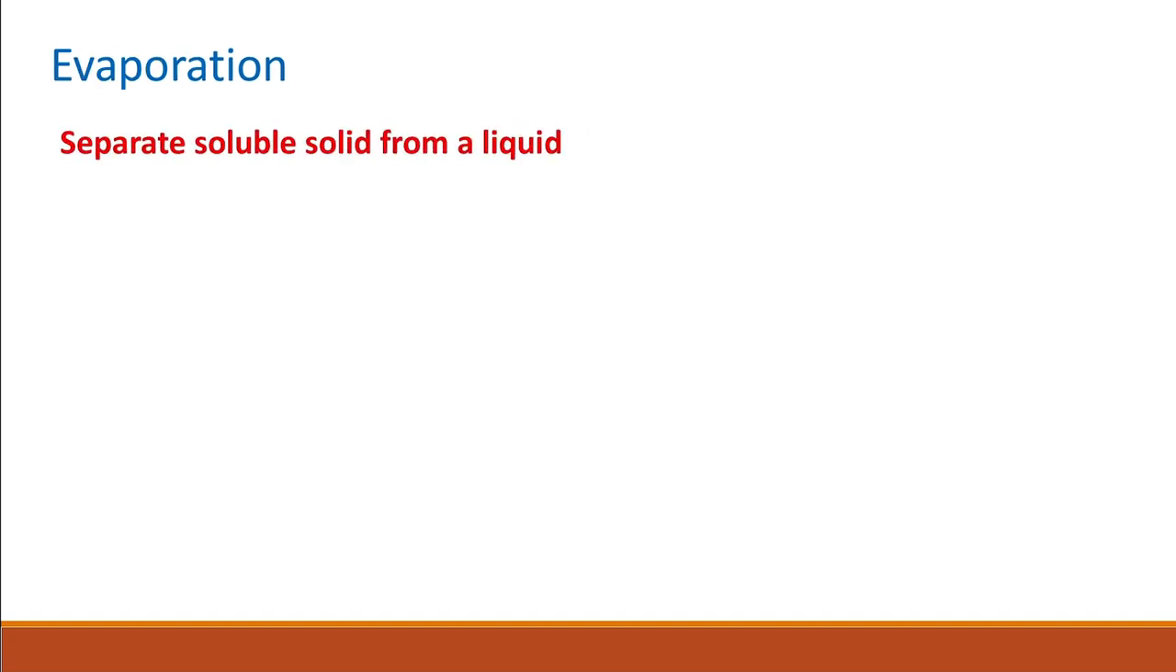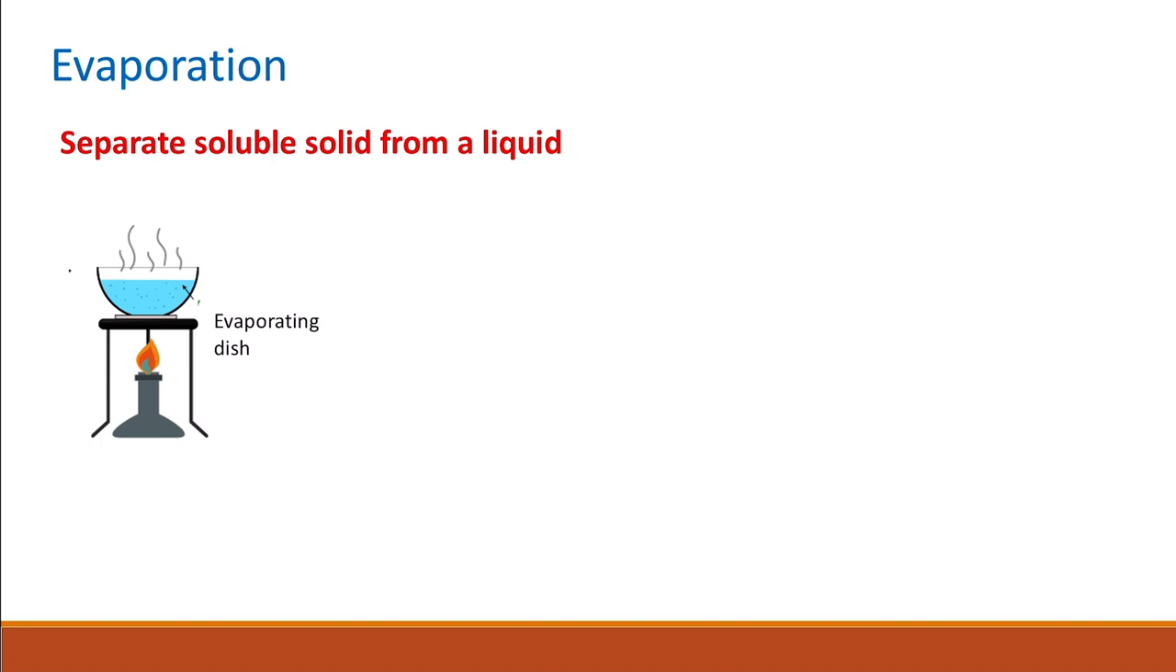Evaporation is the process we use to separate a soluble solid from a liquid. In the evaporation process, you heat the solution in an evaporating dish with a Bunsen burner, where the solvent will start to evaporate. You keep it on the Bunsen burner until all the solvent has evaporated completely and only the solid remains.